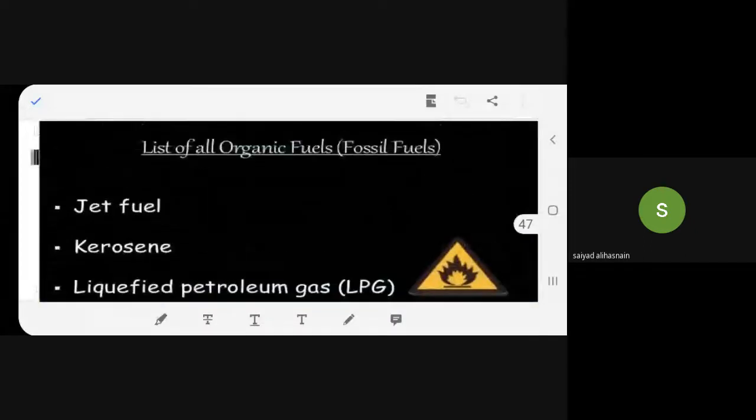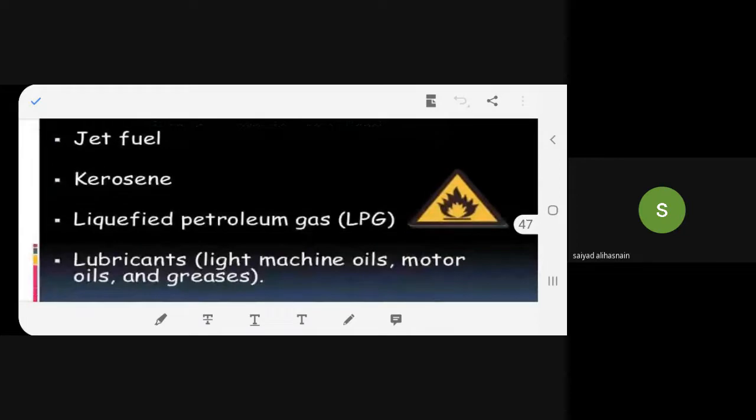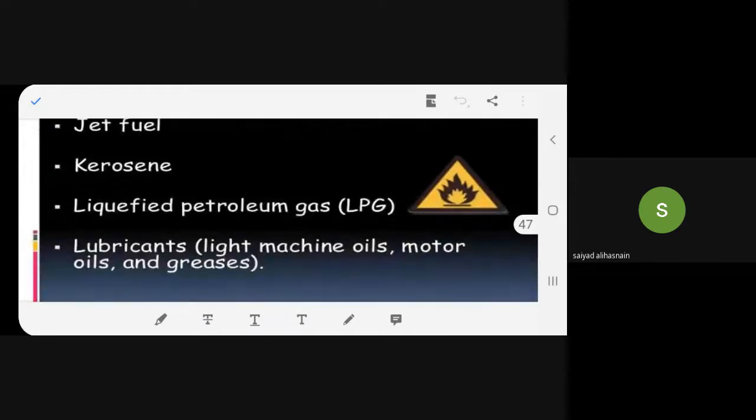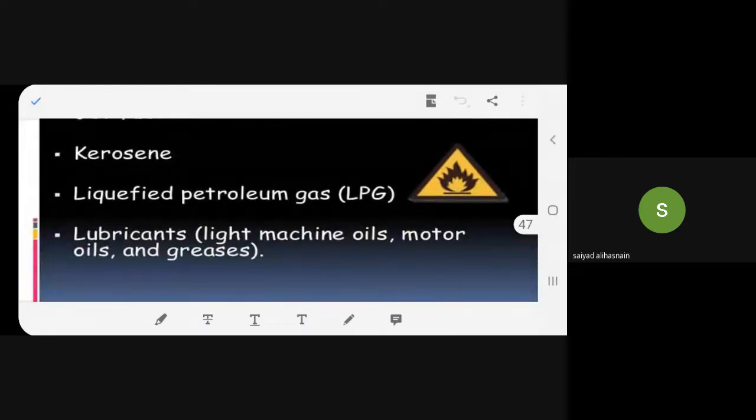The other organic fuels we have learned: jet fuel is used for aviation, kerosene again for aviation and for cooking, LPG for cooking, and lubricants. What are lubricants? Light machine oils, for example for a sewing machine or a fan. When a fan is making noise, we use grease, so the noise automatically stops. Motor oils and greases are all types of lubricants.